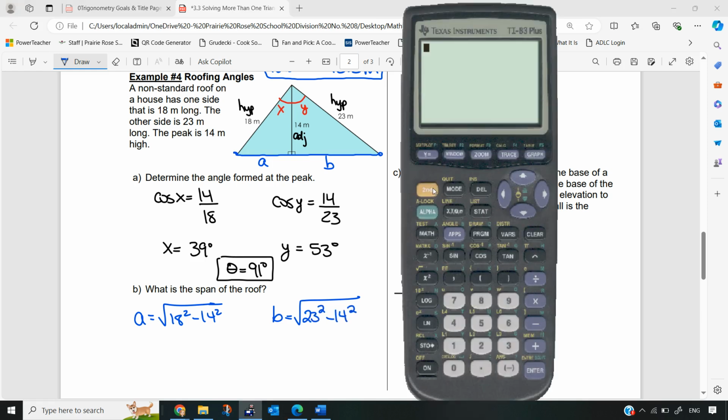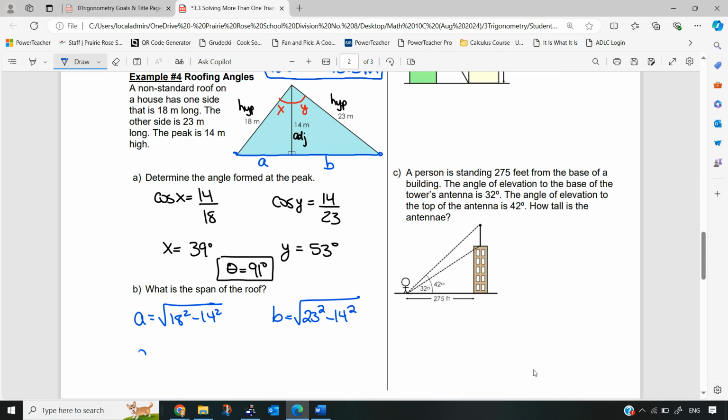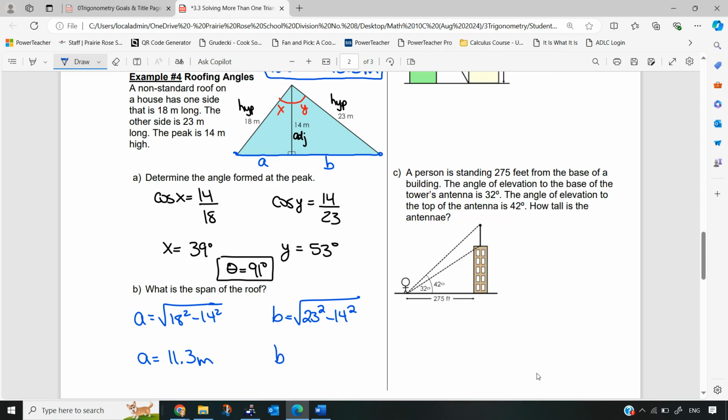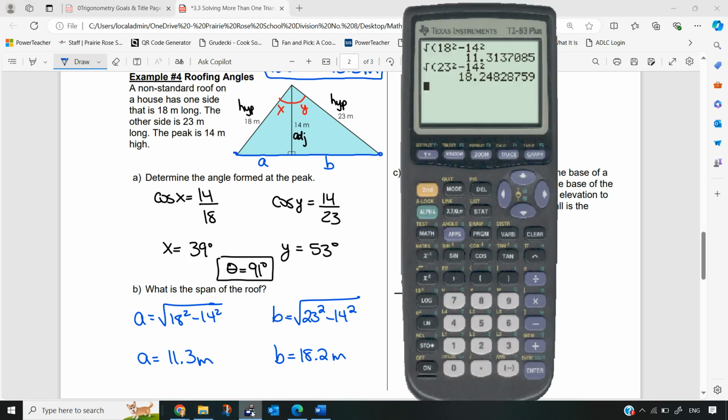Again, I can go to my calculator. We'll take the square root of 18 squared minus 14 squared. And that gives me 11.3. And then for B, the square root of 23 squared minus 14 squared is 18.2. Adding those together, that would give me 29.56, which rounds to 29.6.